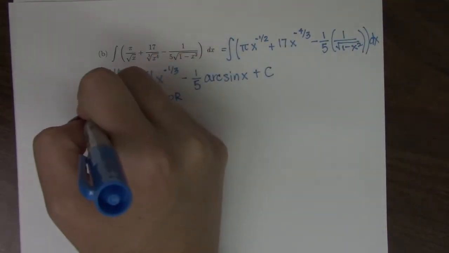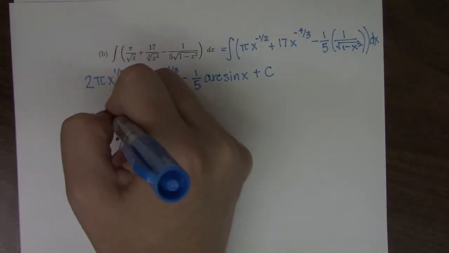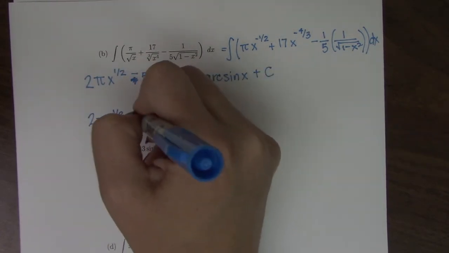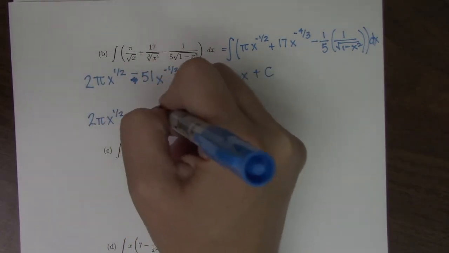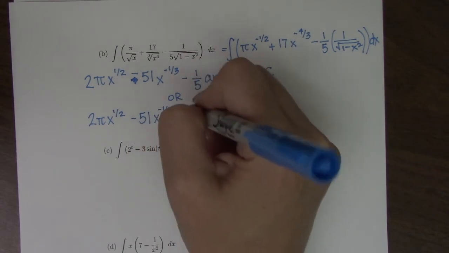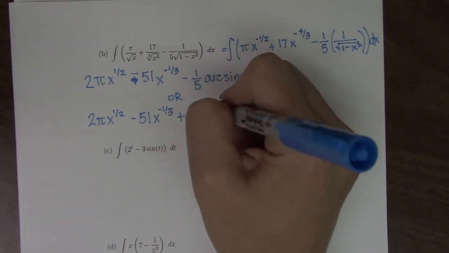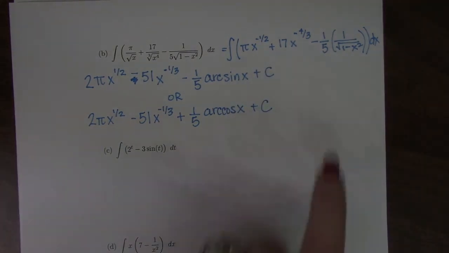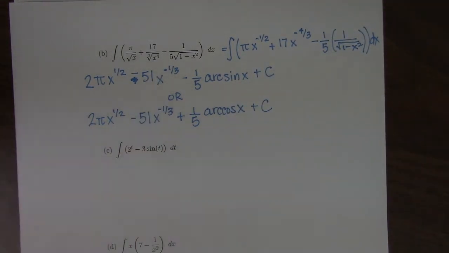Alternatively, I could also get 2 pi x to the 1/2 minus 51x to the negative 1/3 plus 1/5 arc cosine x plus c. So we actually had two options here, so either one of these would be an acceptable solution.